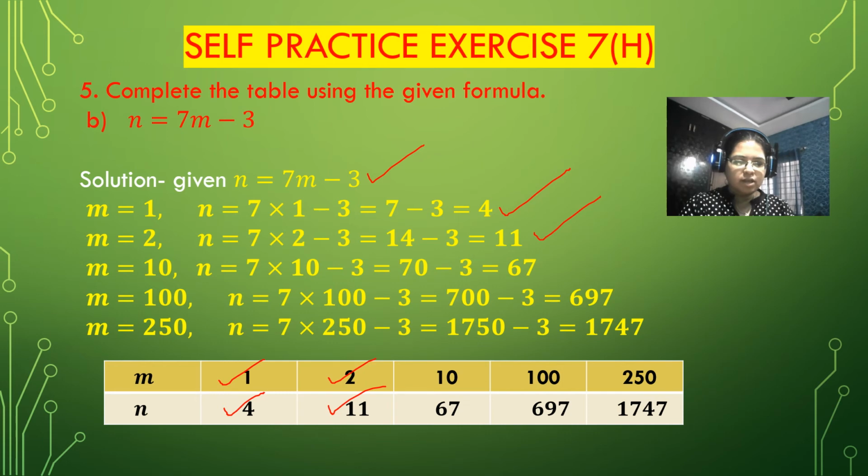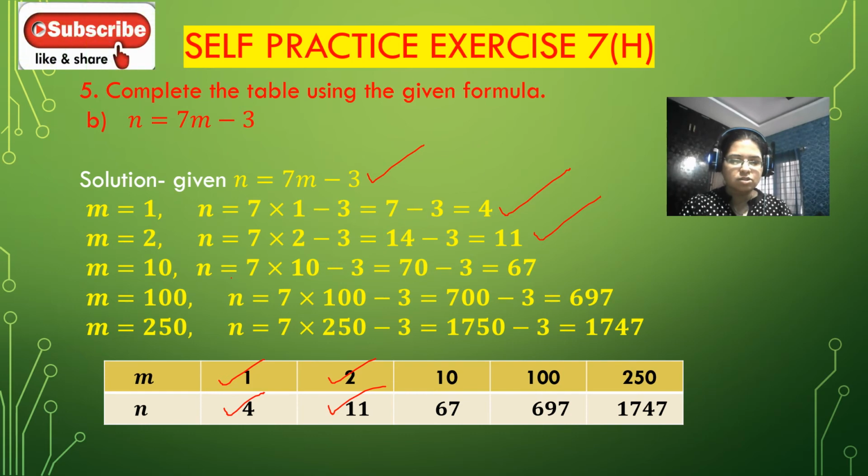Now we have to put the value of m is 10. When m is 10, n will be 7 multiplied with 10 minus 3. 7 multiplied with 10 is 70, 70 minus 3 is 67. So when m is 10, n is 67. Now put the value of m is 100. When m is 100, n will be 7 multiplied with 100 minus 3. 7 multiplied with 100 is 700. 700 minus 3 is 697. When m is 100, n will be 697.